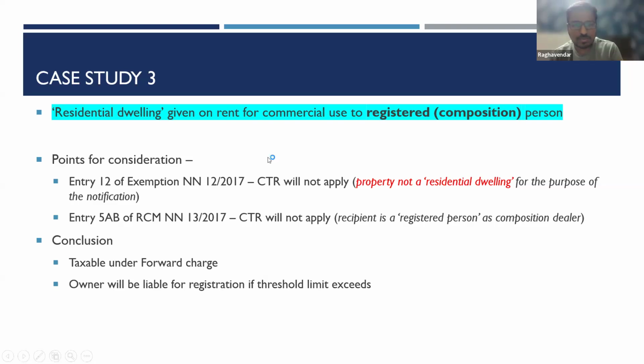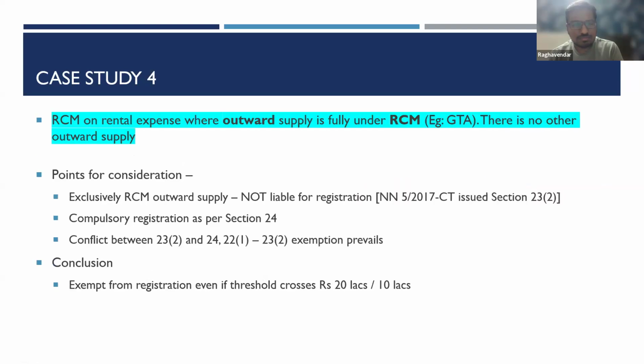So in this case, it will be taxable under forward charge. Next scenario: RCM on a rental expense where outward supply is fully under RCM. Example, GTA. A registered person who has no outward supplies other than RCM outward supplies is taking a place on rent. What would be the taxability?